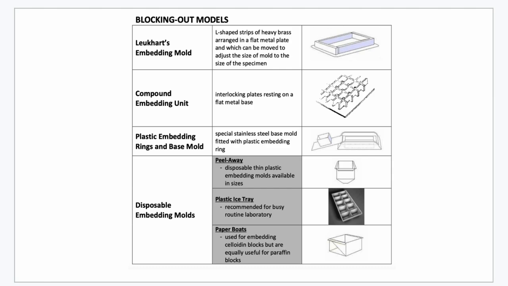Actually, I have never seen that before, because what we do here in the Philippines, from my experience, we just use the disposable embedding molds. So these are your peel-away disposable thin plastic embedding molds, available in sizes, plastic, ice tray, pwede. Paper boats is what we use. This is used for embedding celloidin blocks but is equally useful for paraffin blocks.